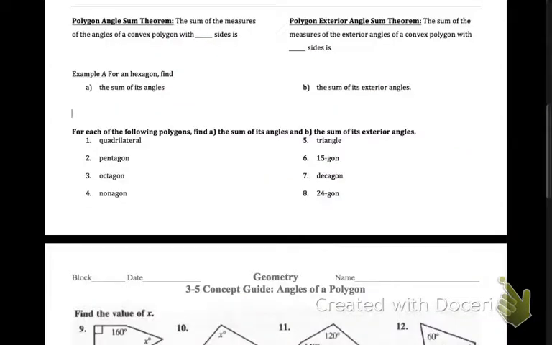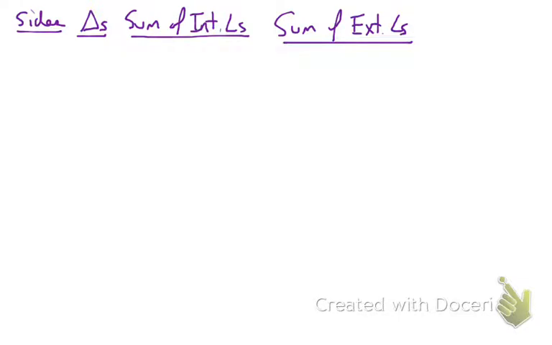All right, now, before we go on here, let's do this little exercise. Let's consider polygons with different sides, the number of triangles they have, the sum of their interior angles, and the sum of the exterior angles. Just follow along here with me. We've got a triangle. Let's say these are the angles of the triangle.